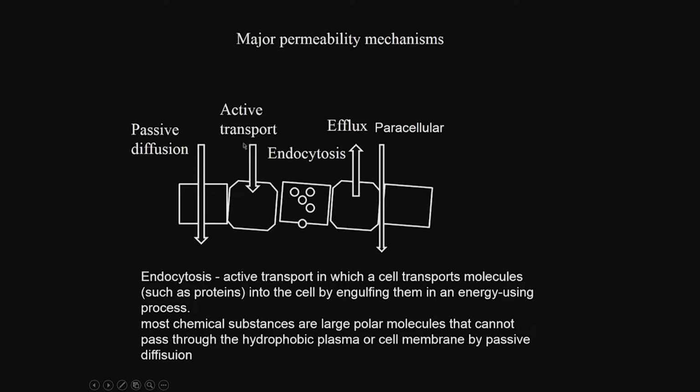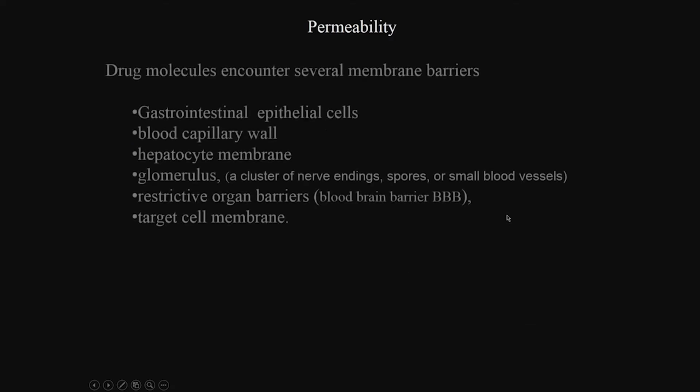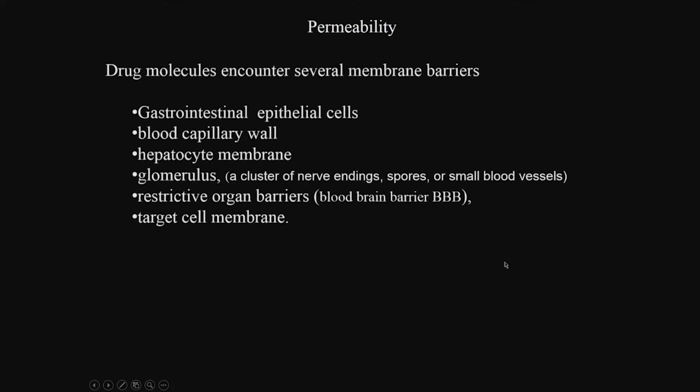So, they have to go through either an active process or endocytosis, which is an energy-using process, whereas passive diffusion does not use any energy. So, permeability: several membrane barriers. We have the gastrointestinal epithelial cells, blood capillary wall, hepatocyte membrane, glomerulus, that is a cluster of nerve endings, pores or small blood vessels, restrictive organ barriers, that is the blood brain barrier. We will talk more about this.